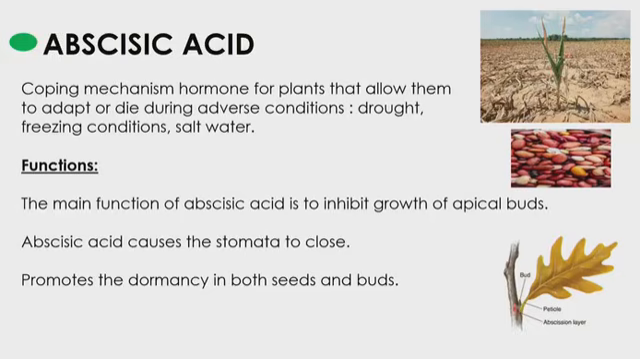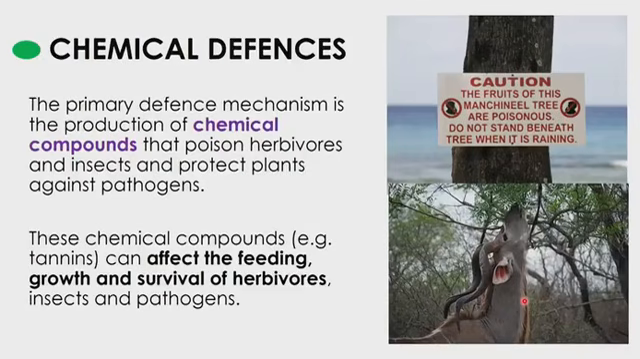Then we have dormancy being promoted in our seeds and buds. So here, for instance, that little lateral branch that we have there, that little bud, will be inhibited from growing as well. And then, as we said, it allows for abscission. So during the autumn, when the leaves start to fall off, that abscission where the leaf drops off is a result of the hormone abscisic acid.